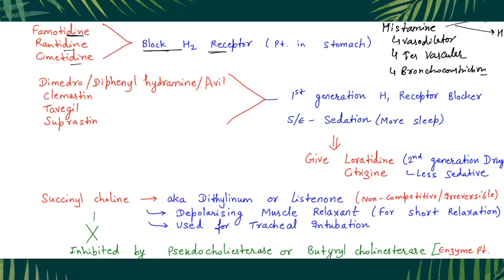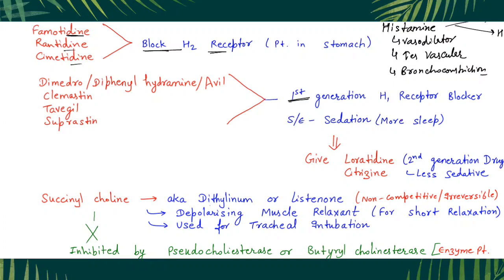Then there is the H1 receptor. The H1 receptor blockers can be first generation, second generation, and third generation. Why the generations? The classification is mainly based on side effects like sedation.